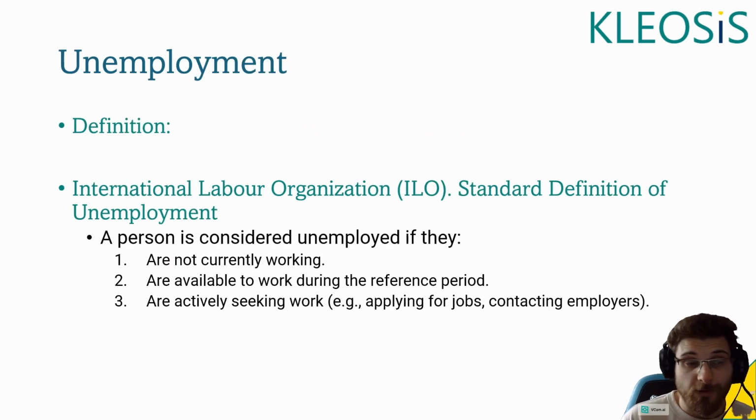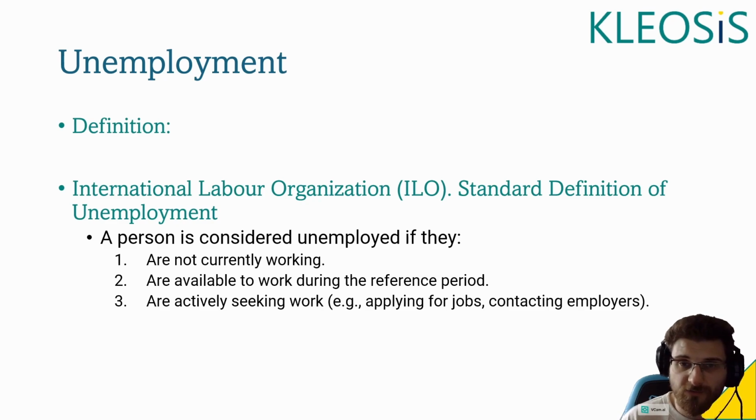The next statistic I want to cover is the unemployment rate. This is a very used and abused statistic, but it's useful to go through the definition properly. The International Labour Organization actually has a globally recognised definition of this statistic. A person is considered unemployed only if they are not working currently, they also have to be available for work during the reference period, and they have to be actively seeking work.